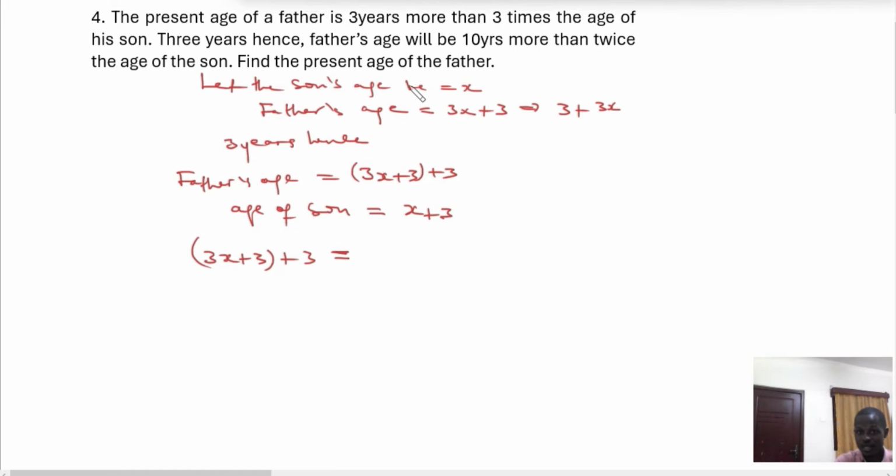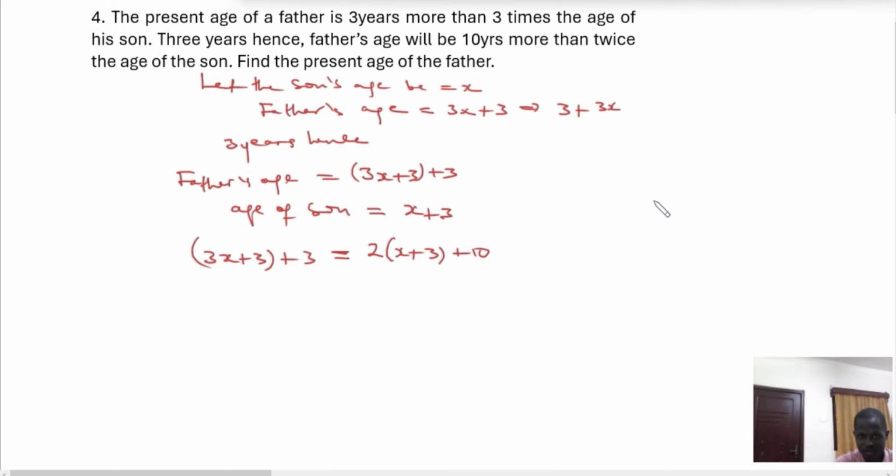So we know the current age of the son is x. In 3 years' time, it's x plus 3. So now, from the statement, the father's age will be 10 years more than twice the age of the son in 3 years' time. Twice the age of the son in 3 years' time is 2 times x plus 3. And we say the father's age will be 10 years more than, so we're going to add plus 10. And don't forget to add the more than.